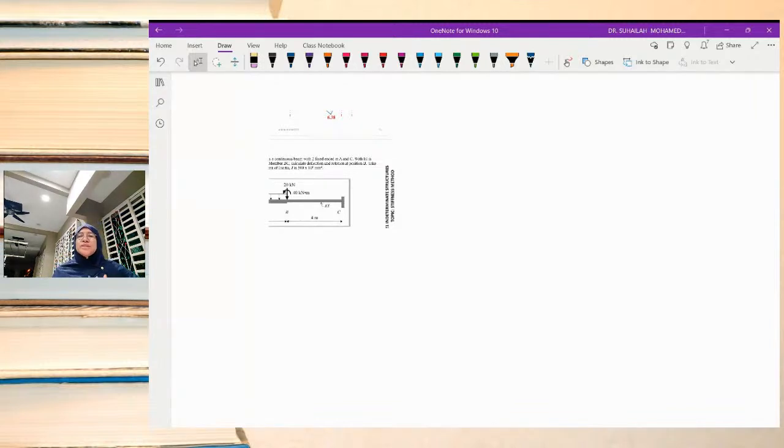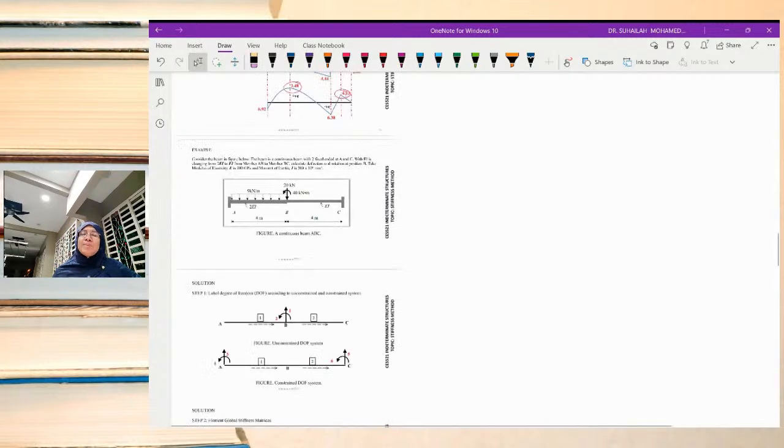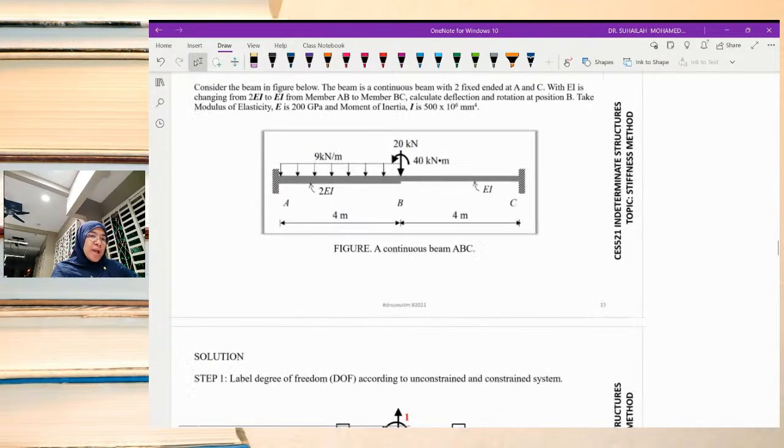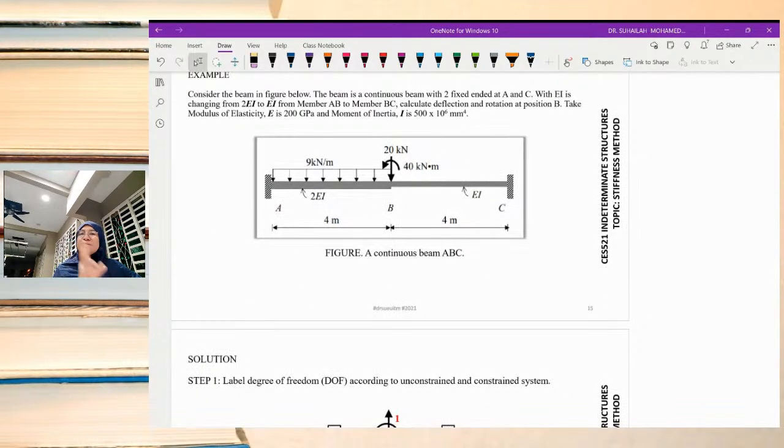Okay, so the procedure will be the same, except we don't have to put coordinates, and we don't have to calculate Cx, Cy, because there is no Cx, Cy in the formula. There are two things that you have to highlight. Number one is the degree of freedom. Number two is the equivalent nodal forces.